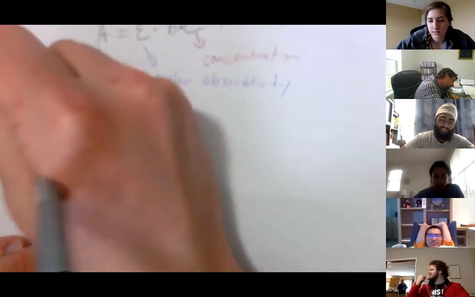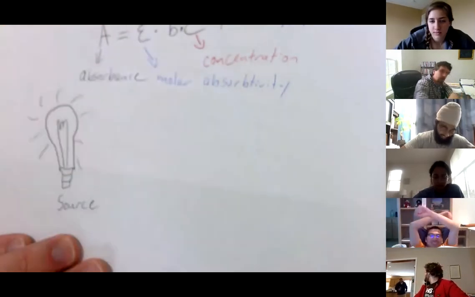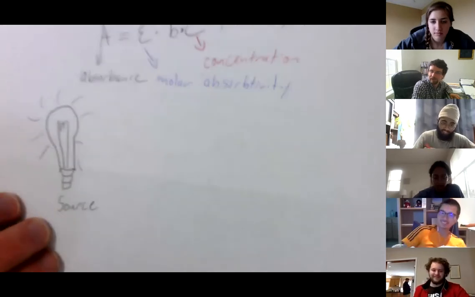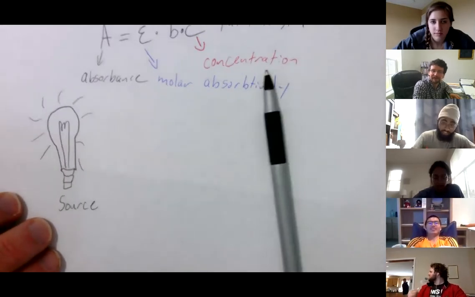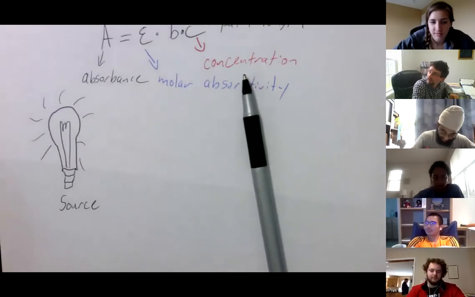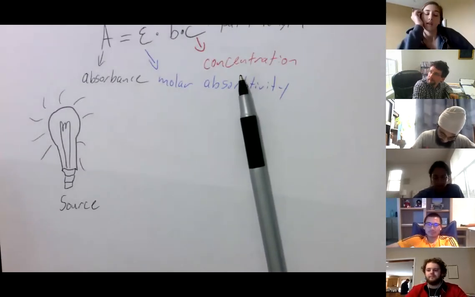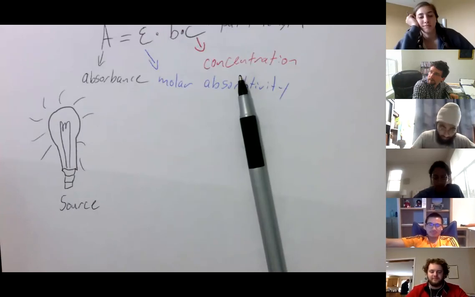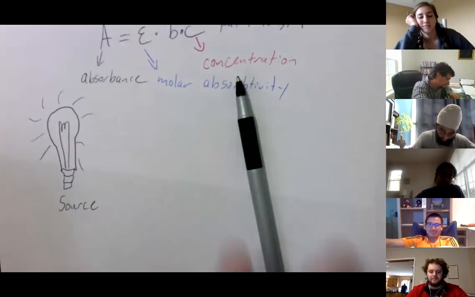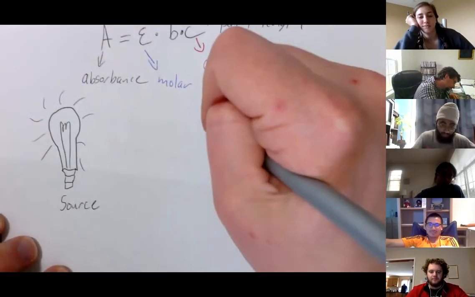Light bulb! Okay, we have a source, which is not in focus. There we go, now it's better. Okay, we have a source of light. What else do we need? Well, we probably need the thing we're going to measure, right? Let's put our sample in there.